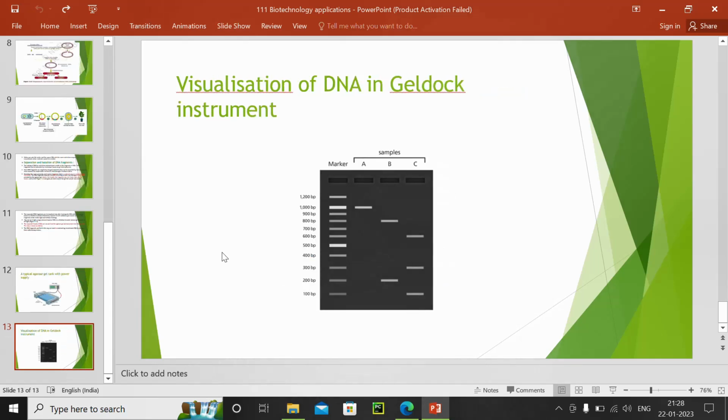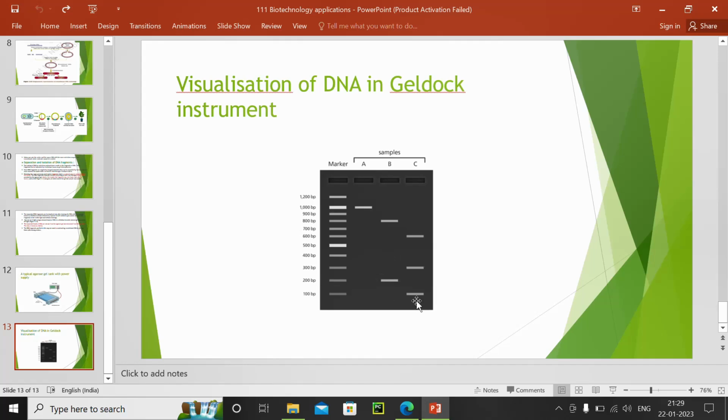So this is the UV-radiated image after staining with ethidium bromide. The gel is exposed to UV light, and after that it is visualized inside the gel doc instrument. This is the picture of the gel doc instrument's image.